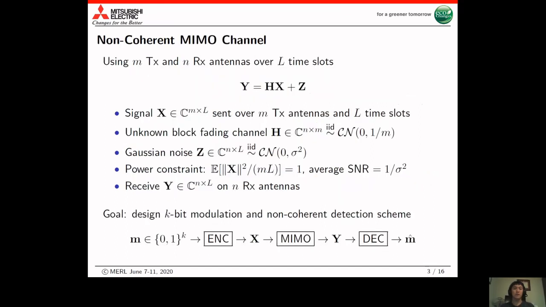In the non-coherent MIMO channel, a signal X is sent over M transmitter antennas and over L time slots. The signal is affected by an unknown block fading channel H and Gaussian noise Z, where the terms of H and Z are IID complex Gaussian. The signal is power constrained such that the average SNR is given by 1 over sigma squared. At the receiver, Y is received on NRX antennas. Our goal is to design a k-bit modulation scheme that maps the message into the signal X to be transmitted over the non-coherent MIMO channel, and then a corresponding decoding scheme that recovers the original message.